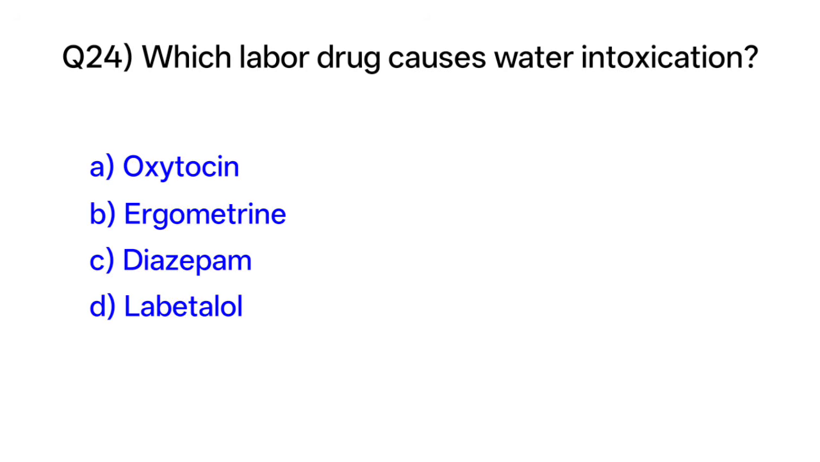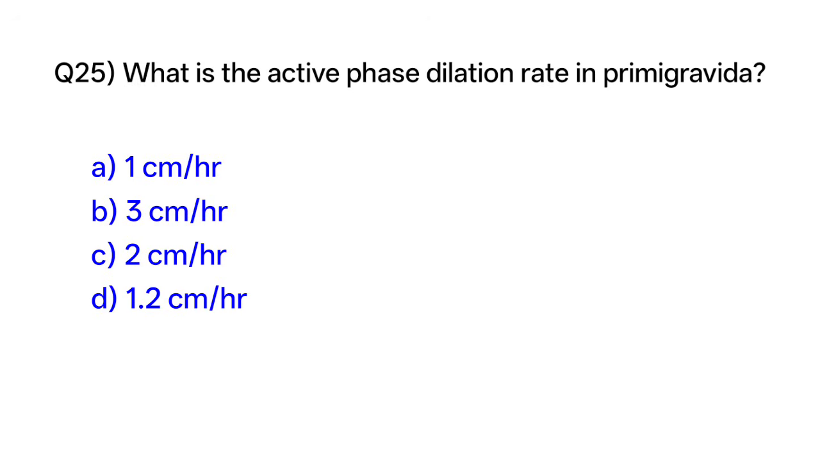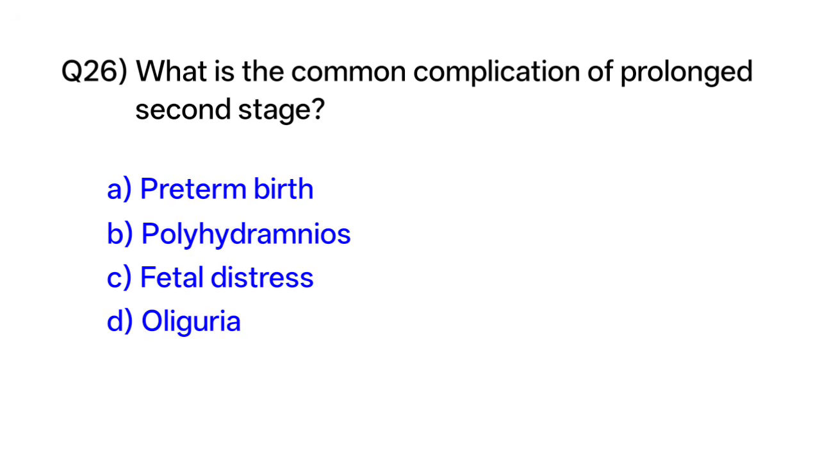Question number 24. Which labor drug causes water intoxication? The correct option is A. Oxytocin. Question number 25. What is the active phase dilation rate in primigravida? The correct option is D. 1.2 centimeter per hour. Question number 26. What is the common complication of prolonged second stage? The correct option is C. Fetal distress.